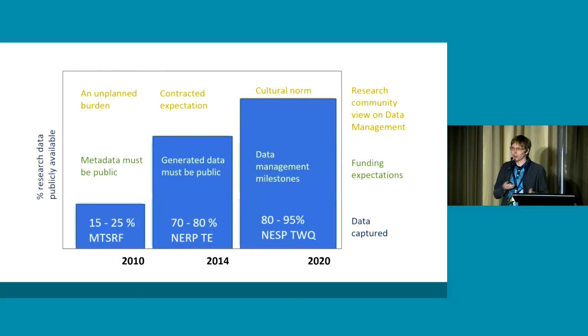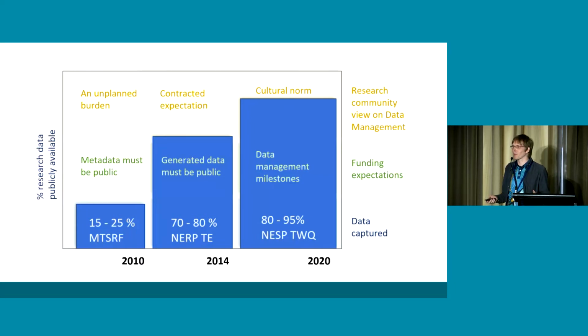Under NERP, it was much better. There was much more expectation. People were contracted to provide data, and they were expected to make it publicly available. But we kind of actually failed to really appreciate the full complexities of gathering lots of data. And really, we didn't have a good record of, okay, we're expecting these 4 data sets from this project. Let's make sure they deliver them.